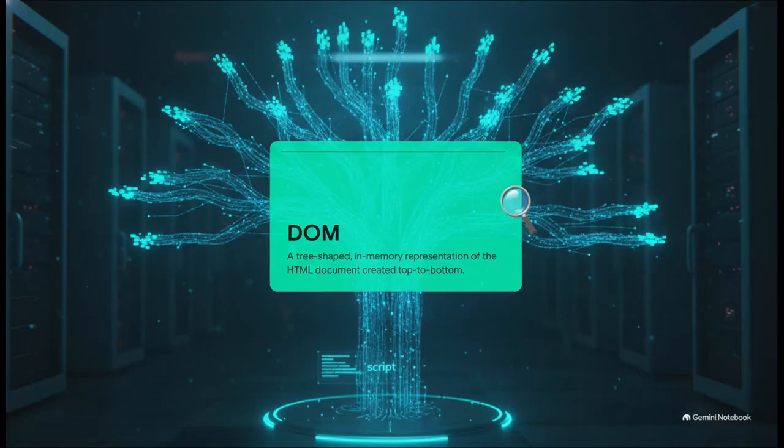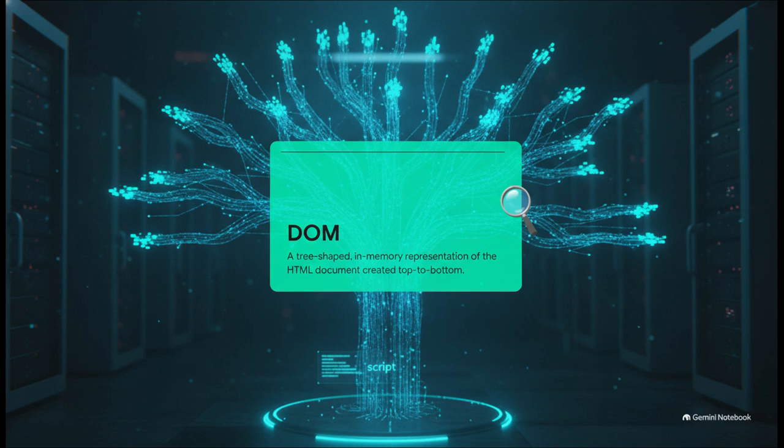And that entire parsing sequence results in the DOM, the Document Object Model. As you can see, the DOM is a tree-shaped, in-memory representation of the HTML document created from the top to the bottom. It's essentially the structural skeleton of the web page. Now here's a fascinating little detail. If the parser hits a script tag while building this tree, DOM construction usually freezes right there until the JavaScript is downloaded and executed. Why? Because that script might dynamically alter the DOM itself.